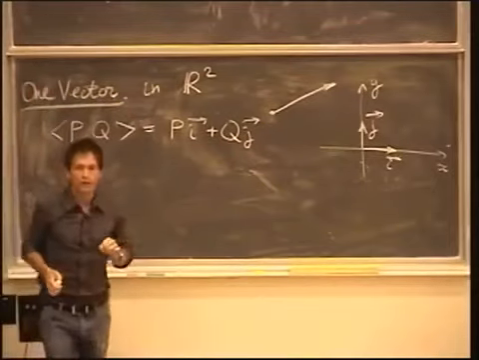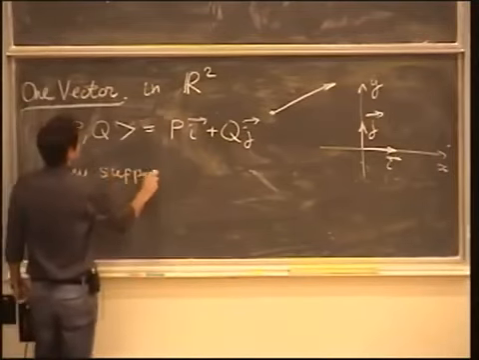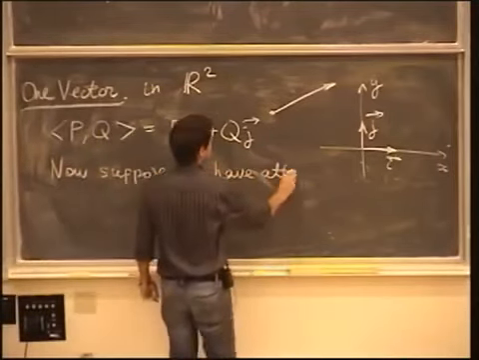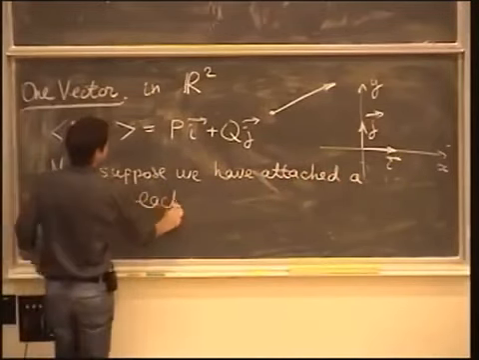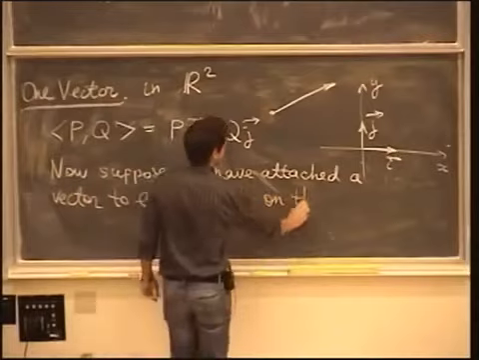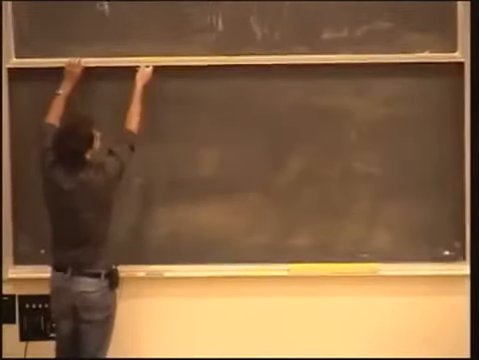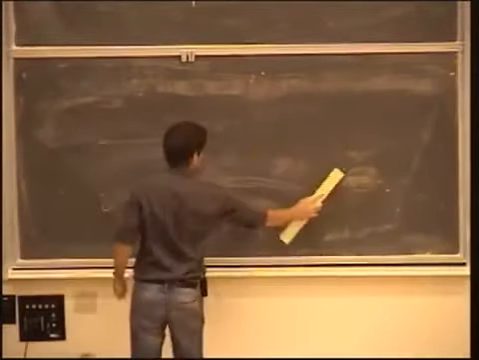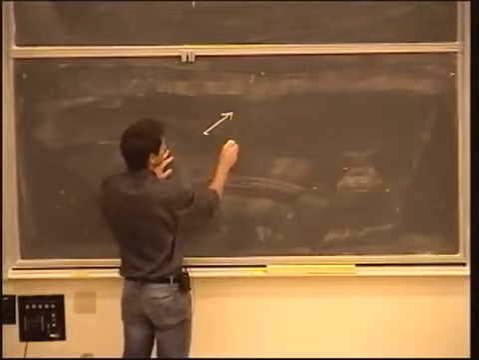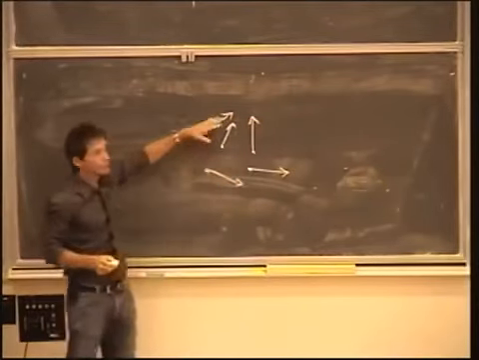But suppose you would like to attach a vector to each point on the plane. Suppose we have attached a vector, a quantity like this, to each point on the plane. So what is this going to look like? Well, say this point will have this vector, and then this point will have that vector, and then this point will have this vector, and this point will have this vector. You know. So a priori, they can all be different.